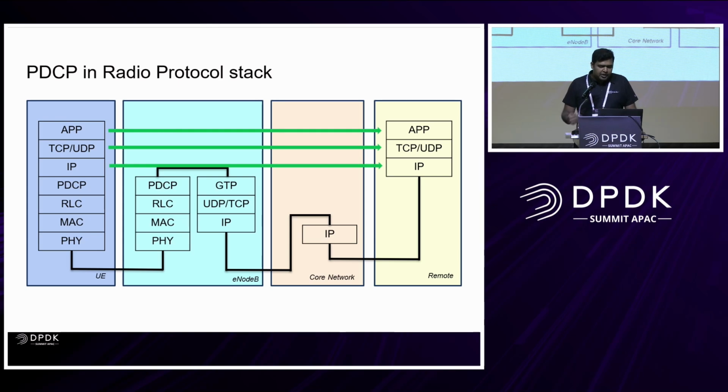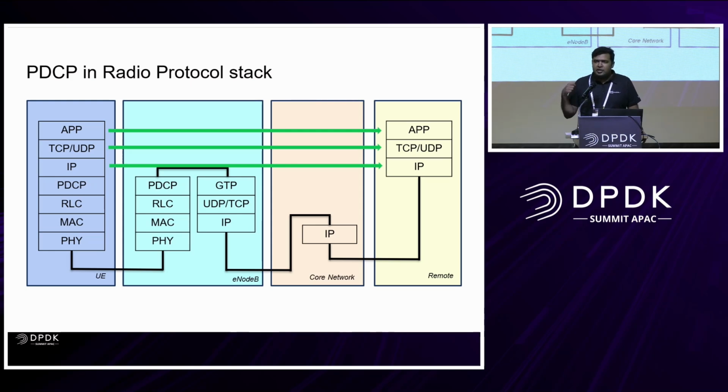When a smartphone is connected to the wireless radio network, the packet will traverse through PDCP, RLC, MAC, and PHY, and at the radio side, all of these would be traversed in the reverse order. So first it will go via PHY, MAC, RLC.